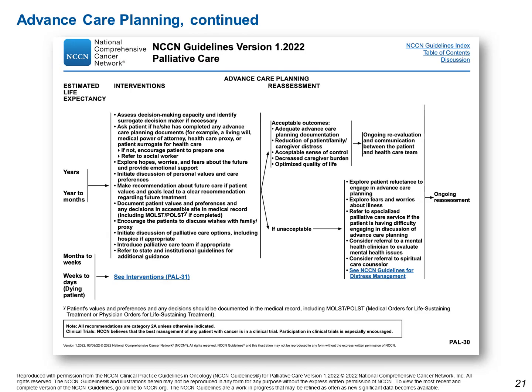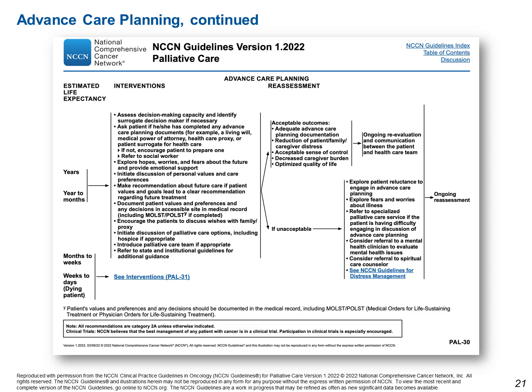When the life expectancy is years to months, assess decision-making capacity, like we discussed, and identify a surrogate decision maker if necessary. Ask the patient if they've completed an advanced care planning document and encourage them to do so. Refer to a social worker, explore hopes, worries, fears, initiate discussion of personal values, make recommendations about future care, and document patient values, including MOLST or POLST. MOLST is medical orders for life-sustaining treatment. Initiate discussion of palliative care options, including hospice.